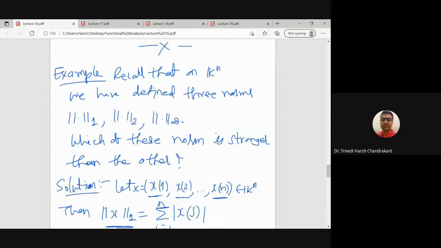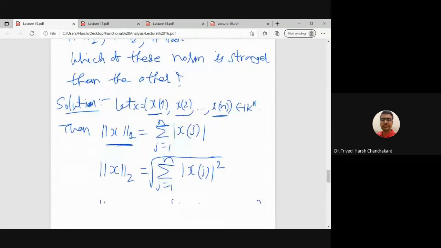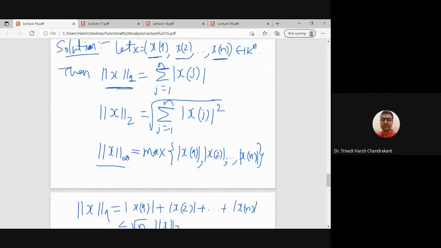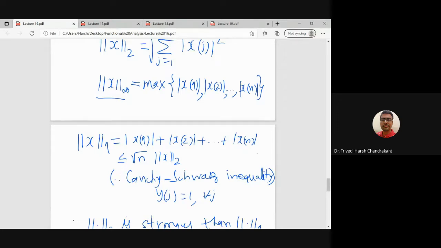For Rn or Cn, we have three norms defined: the one norm, the two norm, and the infinity norm. The one norm is taking the modulus of each coordinate and adding them. The second norm is taking the modulus squared of each coordinate, adding them and taking the square root. That is the Euclidean norm. And then the sup norm, or since there are only finitely many coordinates, the supremum is the maximum: the maximum of the modulus of each coordinate.